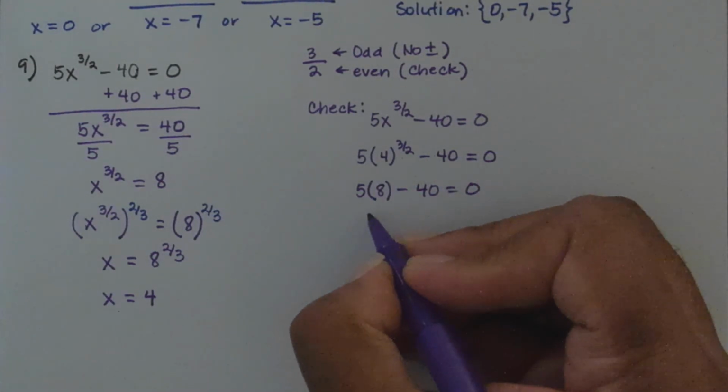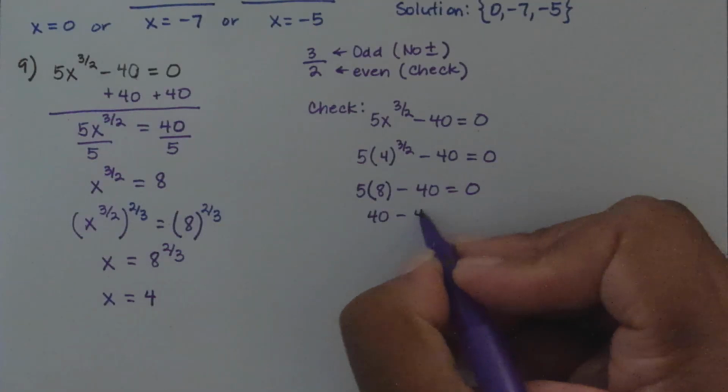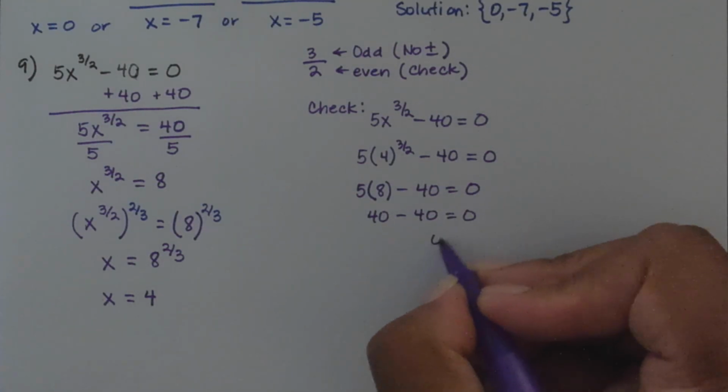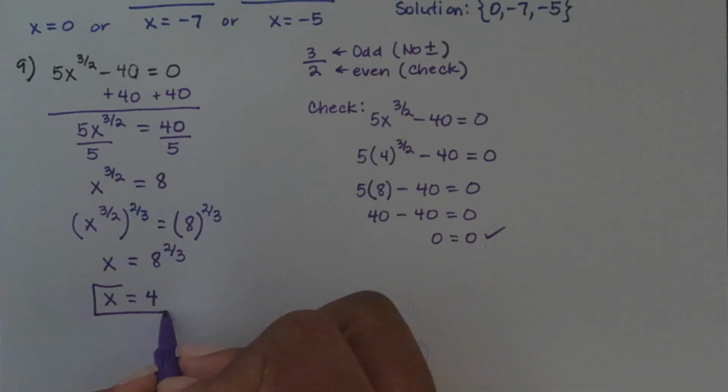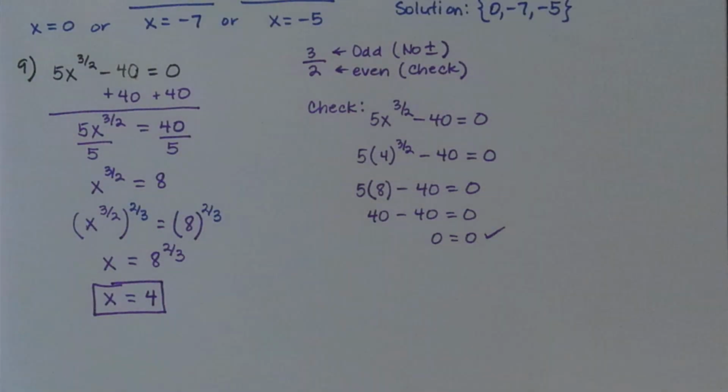And then 5 times 8 is 40. Now what's 40 minus 40? 0. And 0 equals 0, so that checks. So that means x equals 4 is the solution to that equation with rational exponents. Are there any questions about problem number 9?